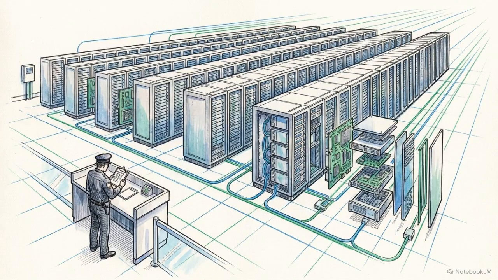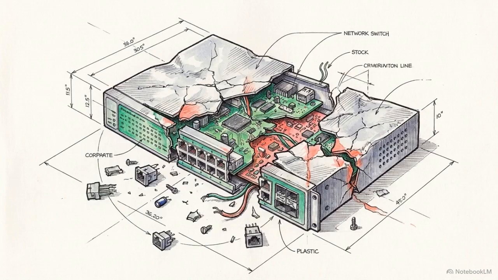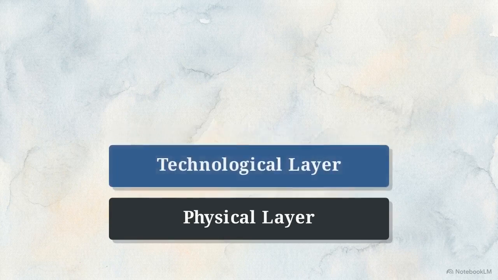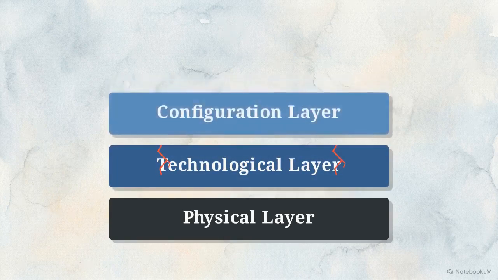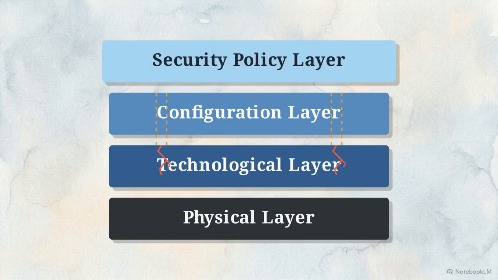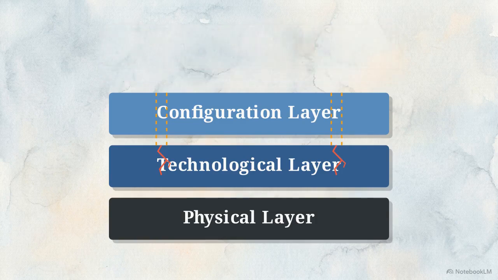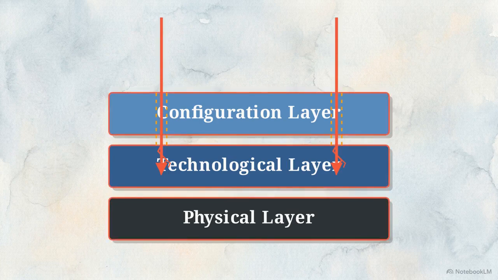Before configuring a single logical access control, an organization has to secure the tangible environment. A shattered switch or a melted server results in a total denial of resources. On top of the physical equipment is the technological layer, where inherent code weaknesses exist. Next is the configuration layer. Here, default usernames or weak passwords create artificial pathways through the technology. Finally, the security policy layer. Failing to enforce access controls leaves all underlying layers exposed.